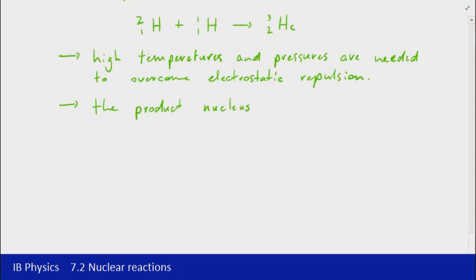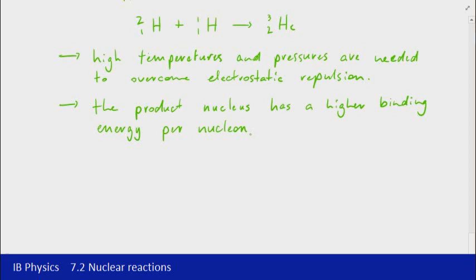Now, the product nucleus that we see in this situation is usually going to have a higher binding energy per nucleon. So that means that what we produce has a greater amount of energy per nucleon that's keeping it together.